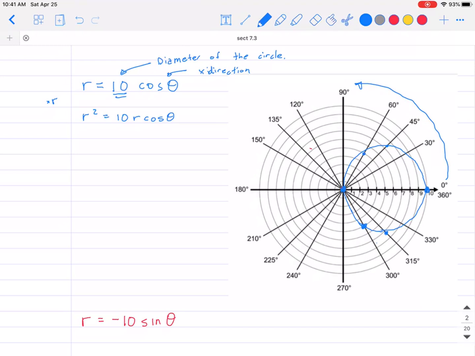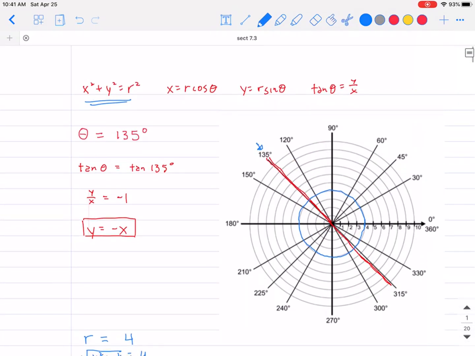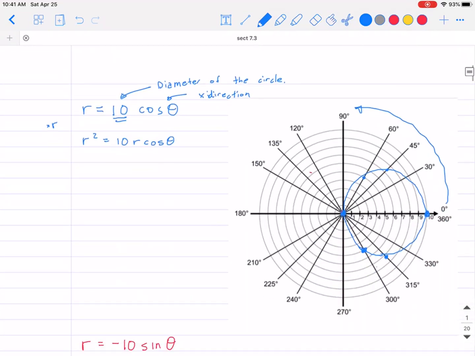So we'll get r squared is equal to 10 times r cosine theta. That's a very common trick in polar if you want to do a conversion from polar to Cartesian, because that gives us r squared, which is an easy direct substitution, and also r cosine theta, which is directly equal to x. So the substitution is r squared is equal to x squared plus y squared, and we take r cosine theta and replace it with x. So over here, we have x squared plus y squared is equal to 10 times x.